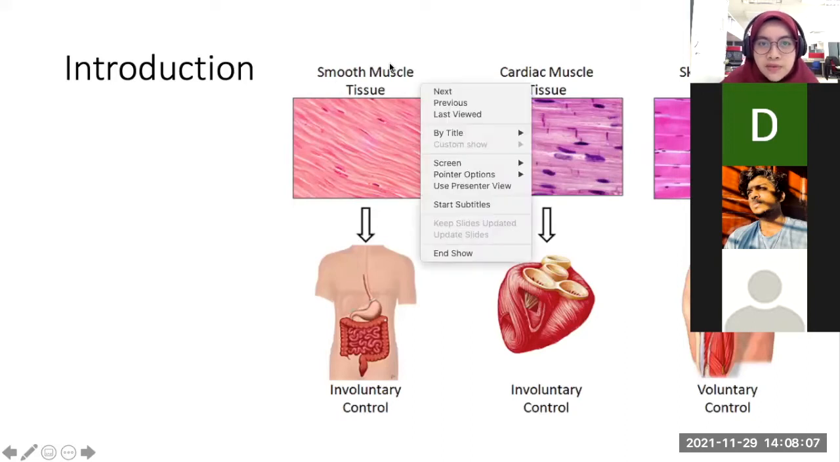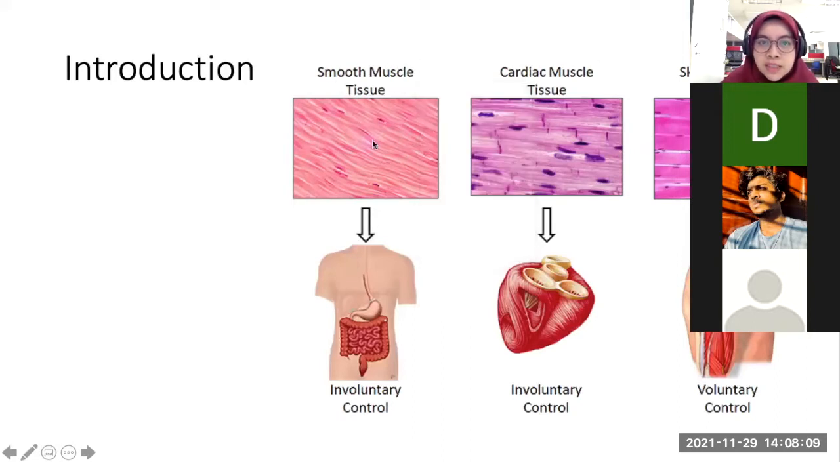Okay, so these are the examples in terms of the histological perspective of it. Meaning that, for example, over here we have smooth muscle tissue. So this is the morphology of it. And then we have cardiac muscle tissue and also skeletal muscle tissue. So apart from the differences in terms of their histological perspective, there are also differences in terms of what activates or what regulates their action. Okay, we can actually observe them or classify them based on voluntary or involuntary action.